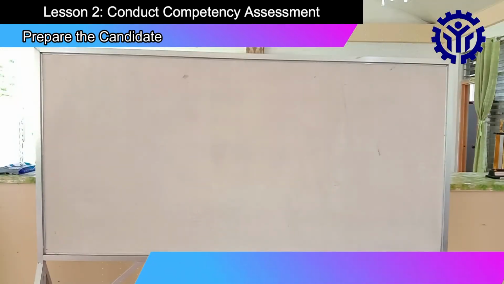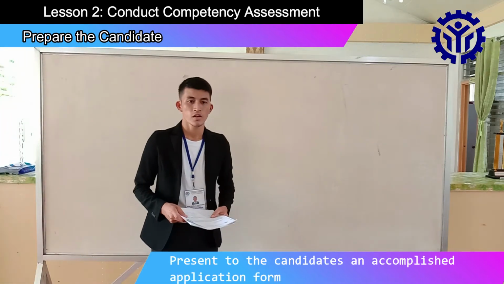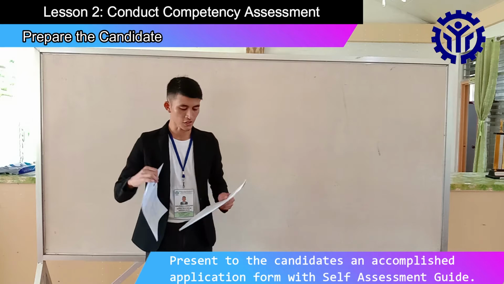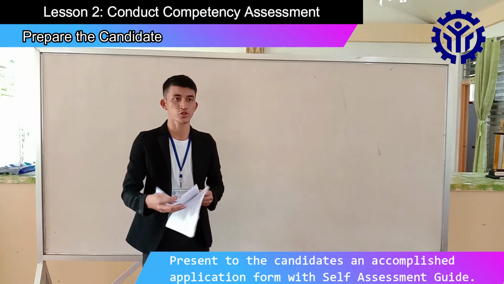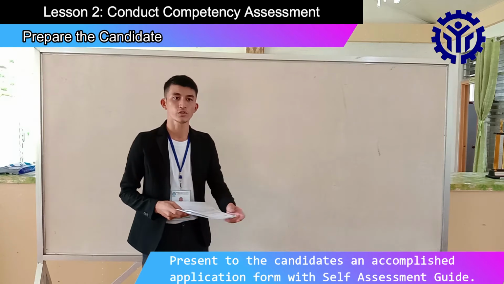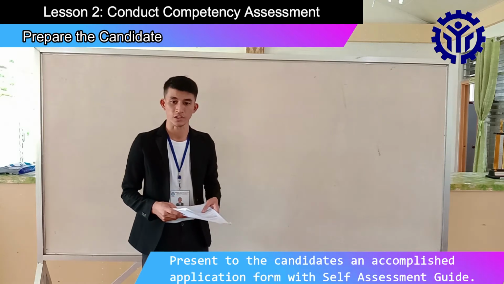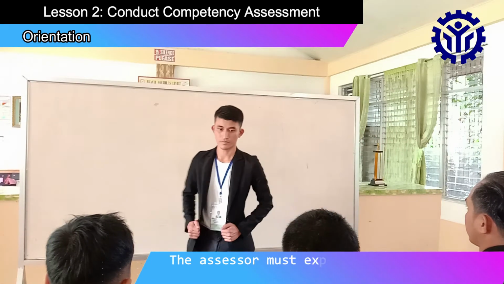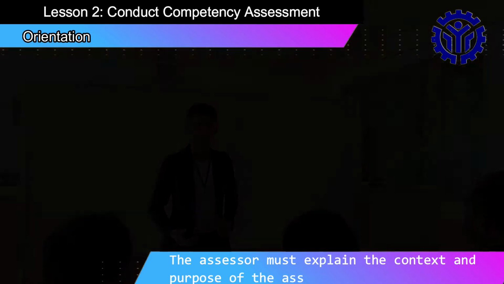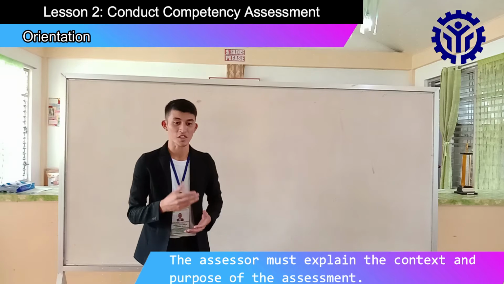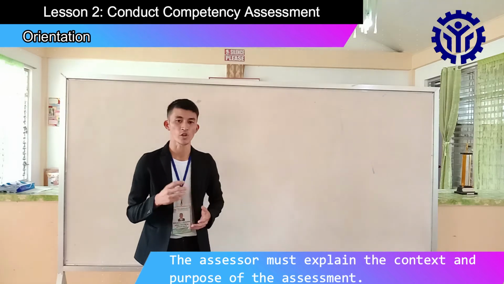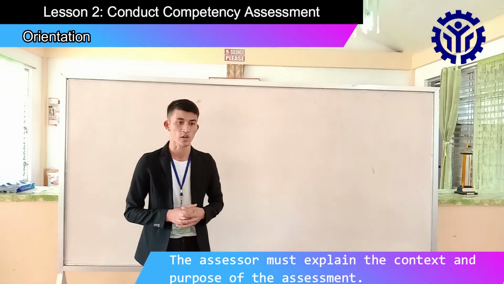Present to the candidates an accomplished application form with self-assessment guide and explain its significance. I have here with me an accomplished application form and self-assessment guide. This is an indication that you know and can perform all the units of competencies enumerated for EIM in situ. Conduct orientation to the candidates. The assessor must explain the context and purpose of the assessment. I would like to welcome you all to our center for your assessment for EIM in situ. The purpose of our assessment for EIM in situ is to determine the level of your competency.